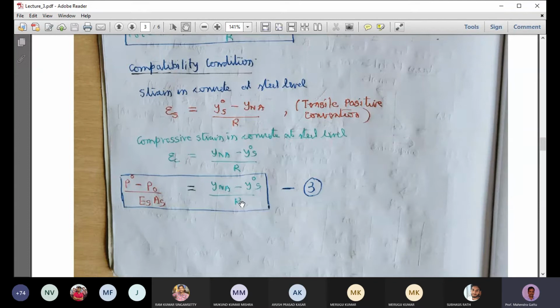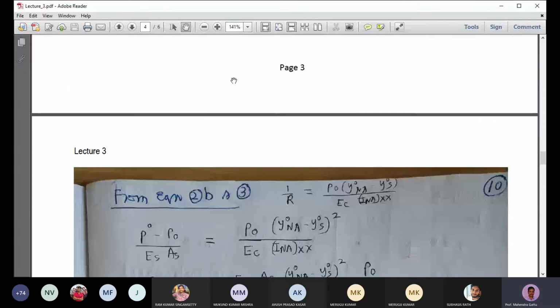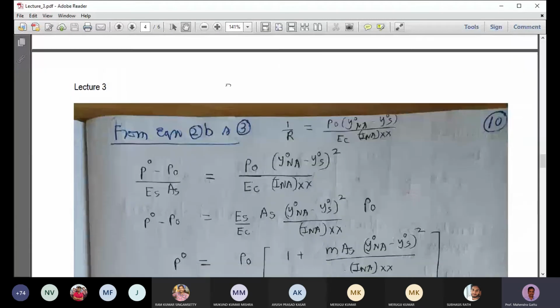So we have now three equations and three unknowns. What are the three unknowns? First one is P naught, the force after transfer. Second one is the R value, which is the radius of curvature, and the third is YNA, the neutral axis. So three equations are there and three unknowns are there. We have to find the three unknowns. So we'll do the derivation next. I'll just take a small break and come back.